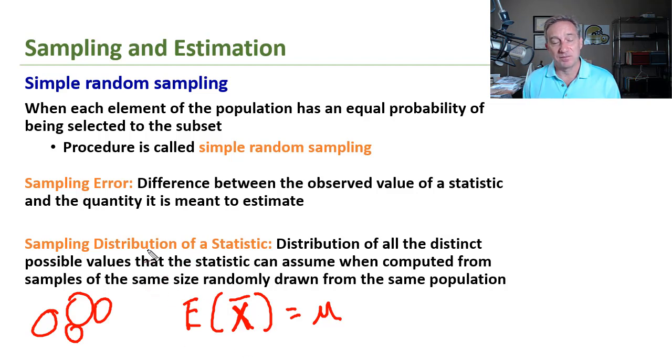Further, and this is in practice an important concept, in my experience teaching statistics for many years, those of us who are brand new to statistics sometimes find it a difficult idea: the sampling distribution of a statistic. So we say it is the distribution of all distinct possible values that the statistic can assume when computed from samples of the same size, randomly drawn from the same population. So what do we mean by the sampling distribution of the statistic?